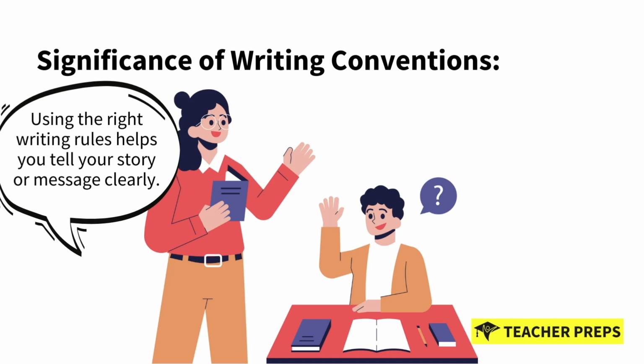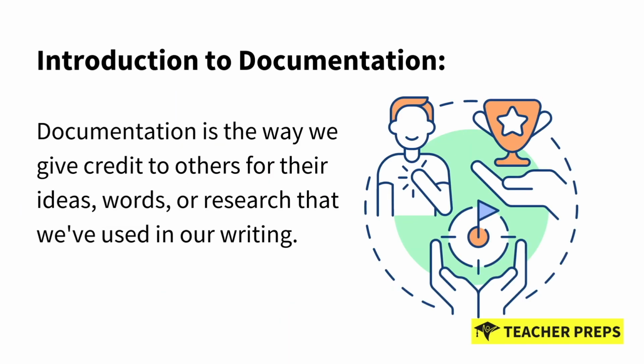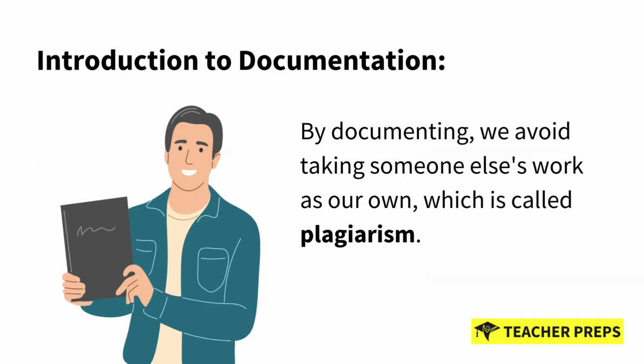Next, you'll learn how to use properly acknowledged sources in writing. Let's get straight into it. We're going to want to start with an introduction to documentation. Documentation is the way we give credit to others for their ideas, words, or research that we've used in our writing. By documenting, we avoid taking someone else's work as our own, which is called plagiarism.